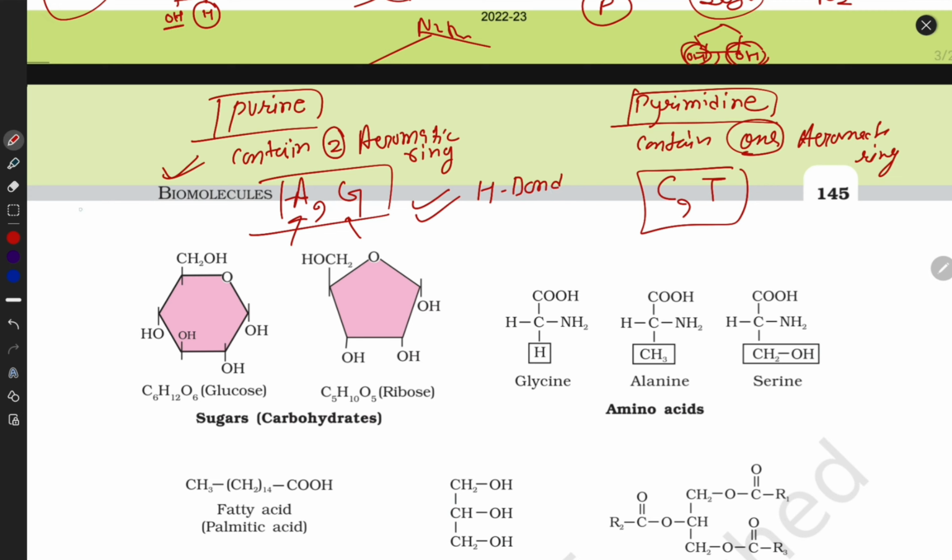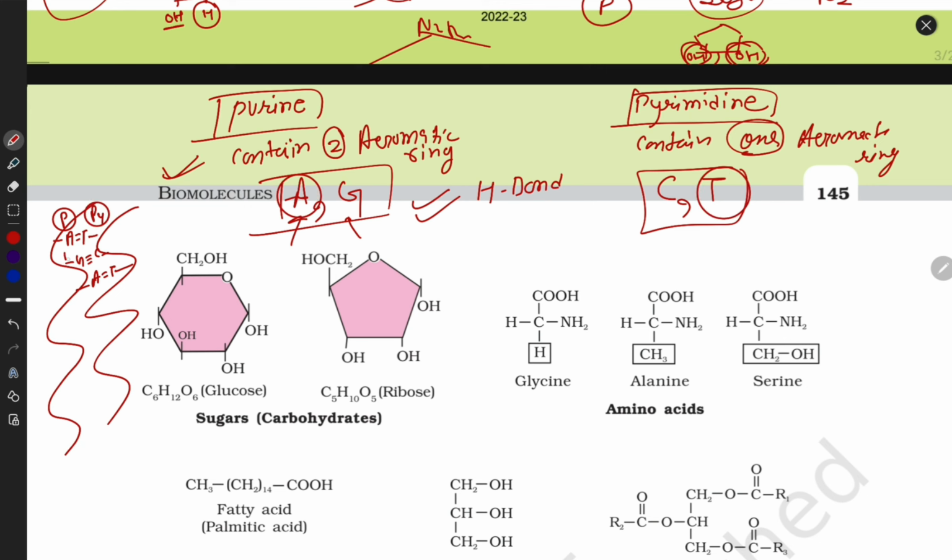We know now DNA is a double helical structure. They are connected in this manner. Purine pairs with pyrimidine. We can also write this as pyrimidine pairs with purine.